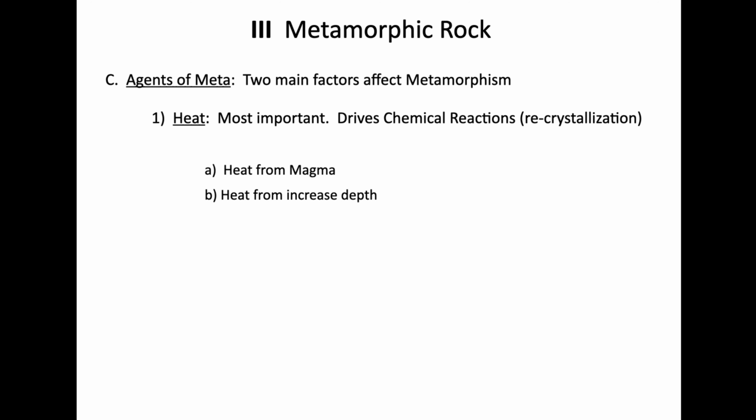The next part of our notes talks about what they call the agents of metamorphism. It's really the factors, the variables that can make a change to rocks. One of those is obviously heat. Heat and pressure are the main two. Heat can come from just the depth inside the earth, or it could come from pressure. Heat is probably the most important part of metamorphism, just because heat really drives chemical reactions.